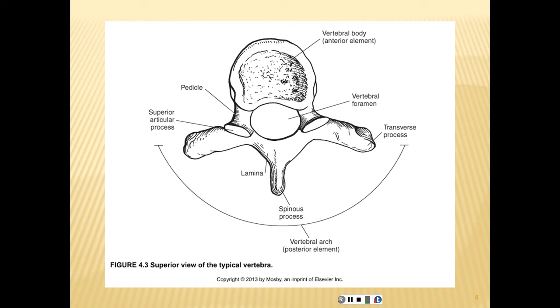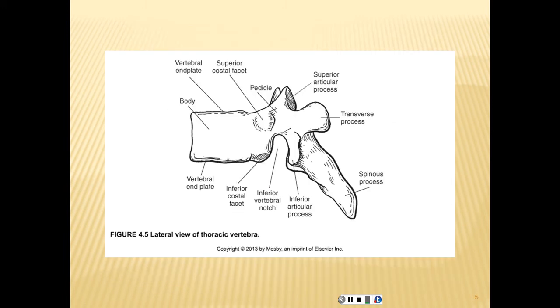The pedicle is closest to the vertebral body. The lamina is closest to the spinous process. Be familiar with all the anatomy. This image is on page 175. This is a lateral view of the thoracic vertebra. Thoracic vertebra spinous processes are rather large.